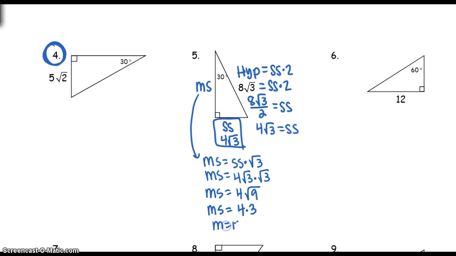Woo! It's a lot of work, but I think you guys can handle it. All right? And I obviously show a lot more work than some people would.